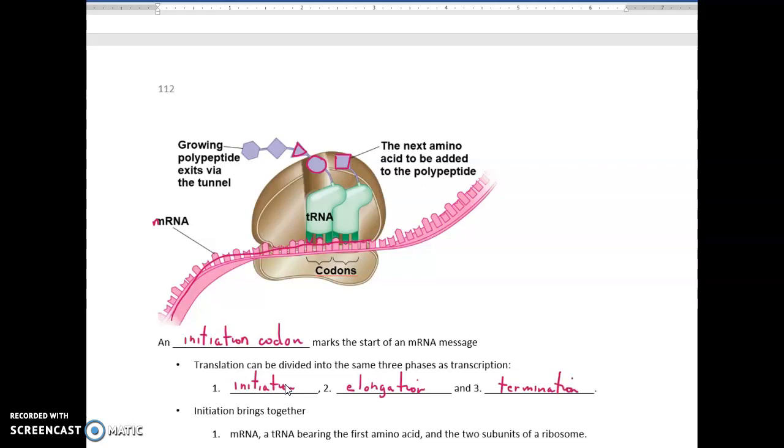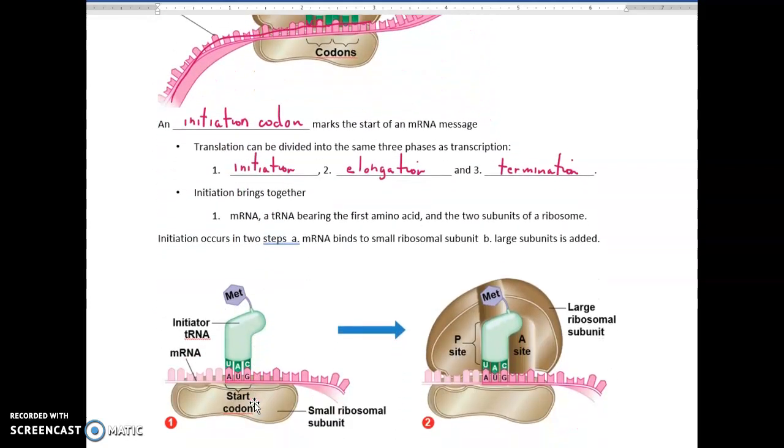Now, initiation itself occurs in two steps. In the first step, we get the mRNA binding to the small ribosomal subunit, and we get the first tRNA bound at the P site. The second step is to add the large ribosomal subunit.